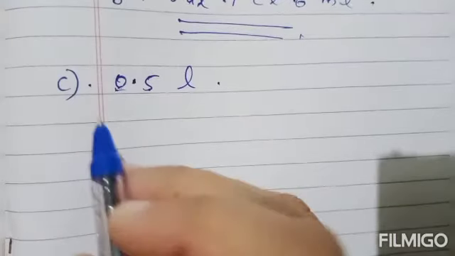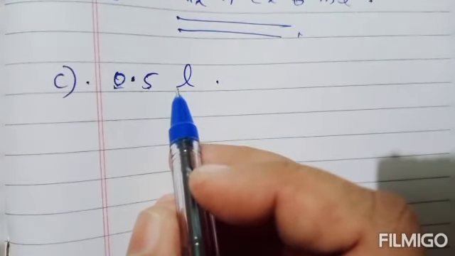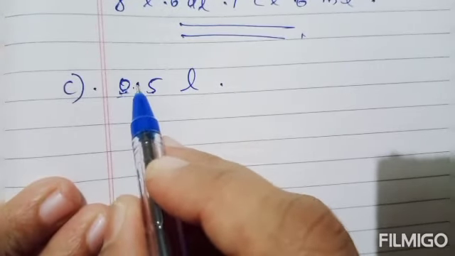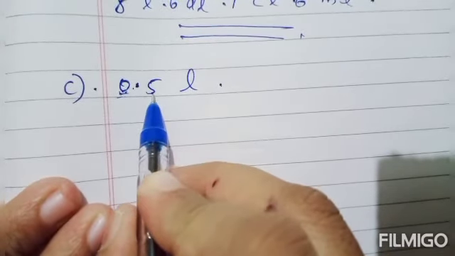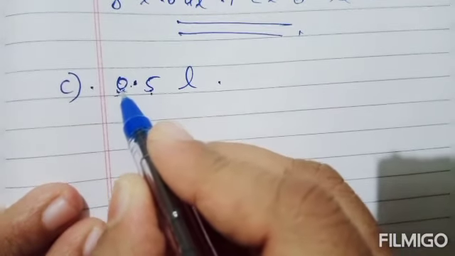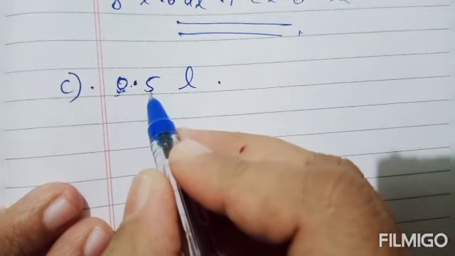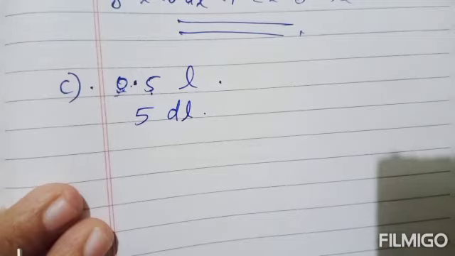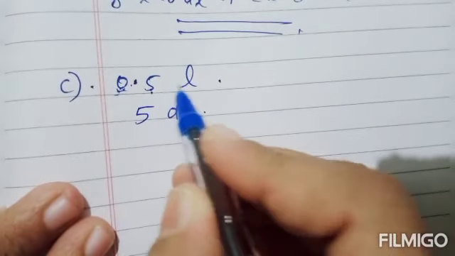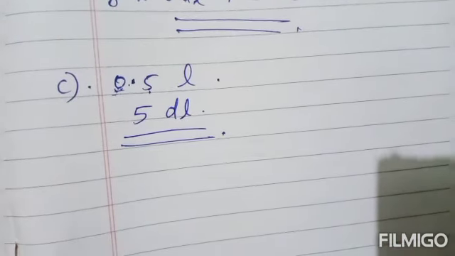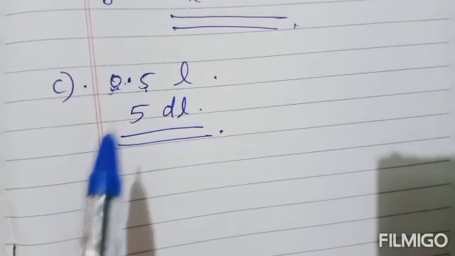Next is C, 0.5 liter. So before the decimal point it is liter. 10th place it is deciliter. So 0 liter here, no need to write that. Now 10th place it is 5. So 5 deciliter. Now 100th place and 1000th place are not given. So 5 deciliter. This will be the answer.